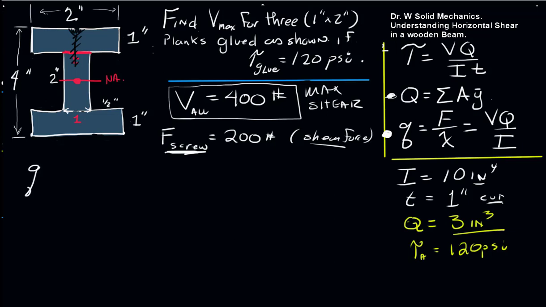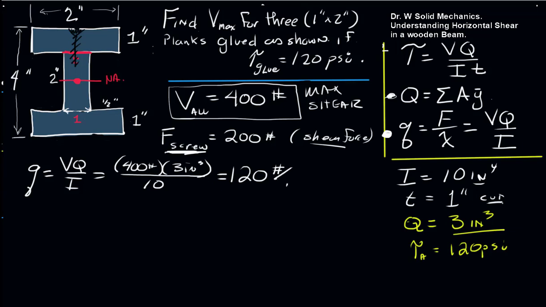So our shear flow q is VQ on I, where we know all these now. V is 400, Q is 3 inches cubed, and I is 10, which will give us 120 pounds per inch. So that's the force per unit inch, the force per inch along this beam going back into the board. So every inch going back, that little region right there has to carry this 120 pounds per inch.